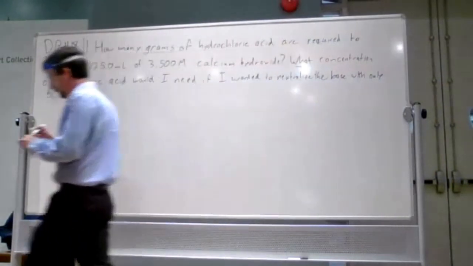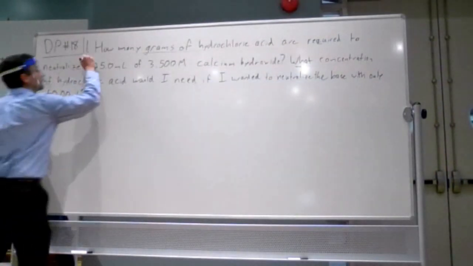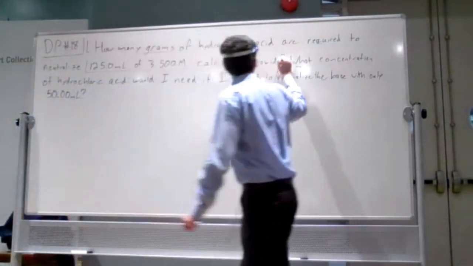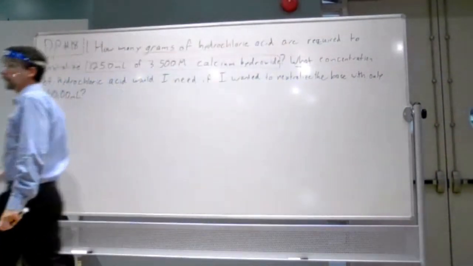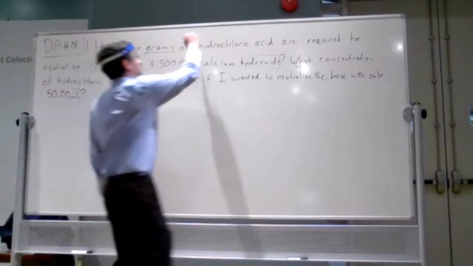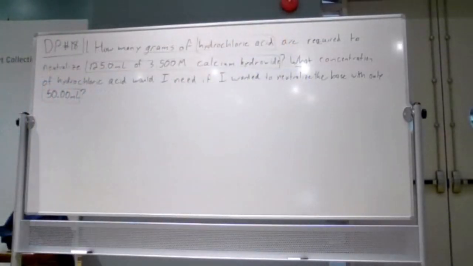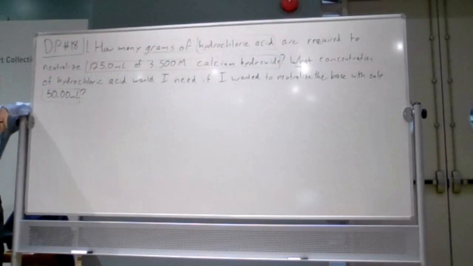Okay, tell me important information. Yep, of the base, right? Any other important information that we got up here? Yep, 50 milliliters. Anything else that we're going to need to use? Yep, hydrochloric acid. Okay, I think that's everything of value we can get out of the words here. Where do you suggest we start?